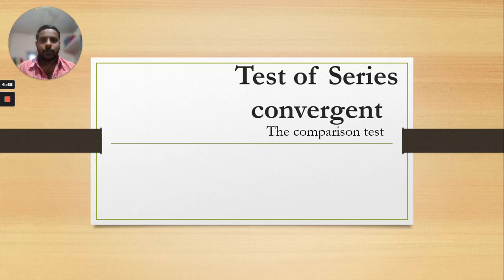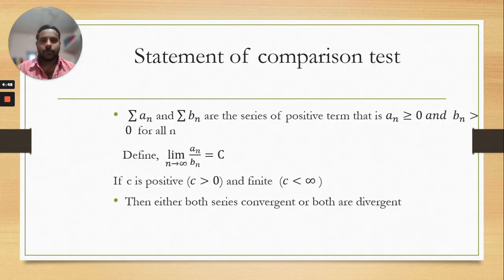Today we are going to learn about the comparison test of series. Let's start with the statement of the comparison test of series. Suppose summation an and summation bn are series of positive terms, that is, an is greater than or equal to 0 and bn is strictly greater than 0. For that, we define the limit of an upon bn as n tends to infinity.